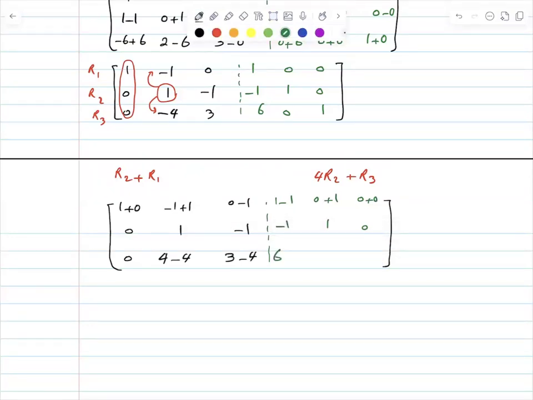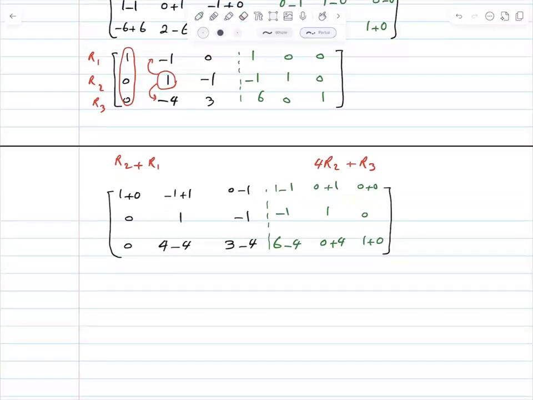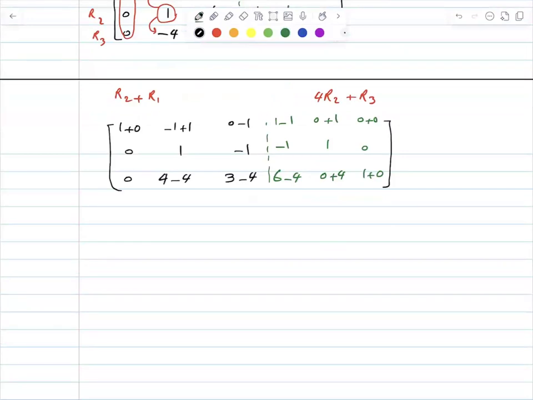Okay, 6 minus 4, and 0 plus 4, and 1 plus 0. Perfect. So we can simplify this. As you can see, it takes time to do the computation. Sometimes you might make mistakes. So be careful, always go back and take a look at what you did. The algebra is correct. And 0.